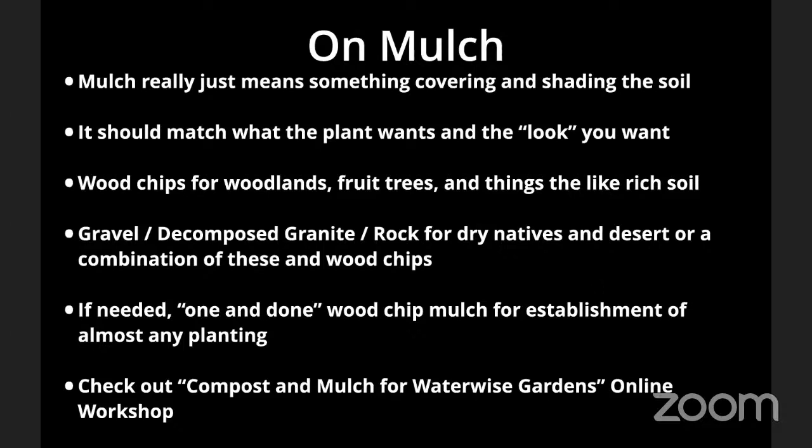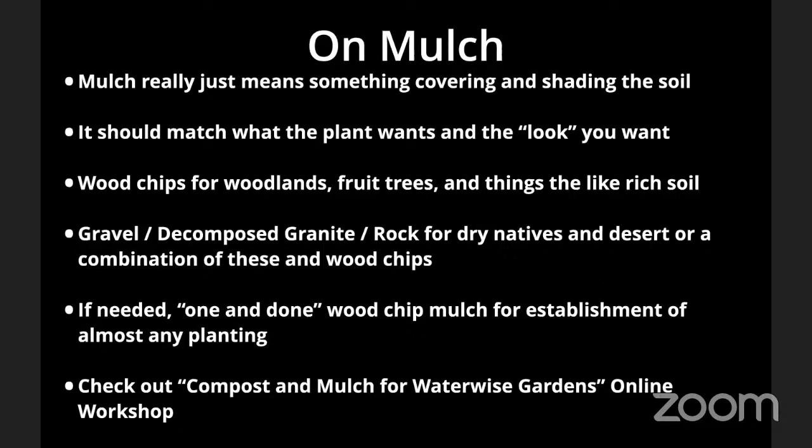Really just means anything covering and shading the soil. Could be decomposed granite, could be gravel, could be wood chips, could be rubber chunks, though I never recommend that. It should match both what the plants are going to want and the look that you're going to want. So in general, for the types of plantings that we would have in California, I'd recommend wood chips for woodland type plantings, definitely fruit trees, and things that like rich soil, like if you're growing roses or something like that. Gravel or decomposed granite, also sometimes called inorganic mulch, and then the wood chips are sometimes called organic mulch.